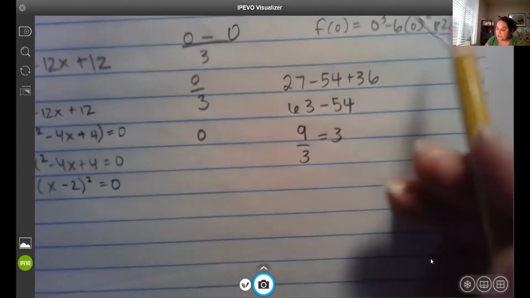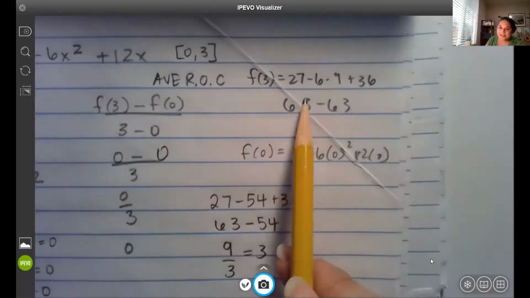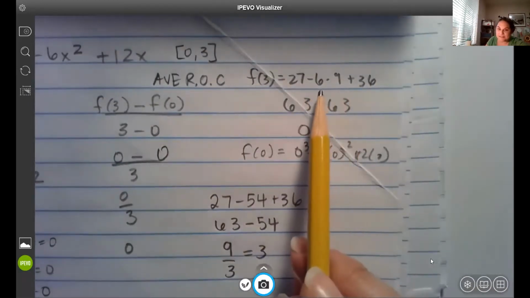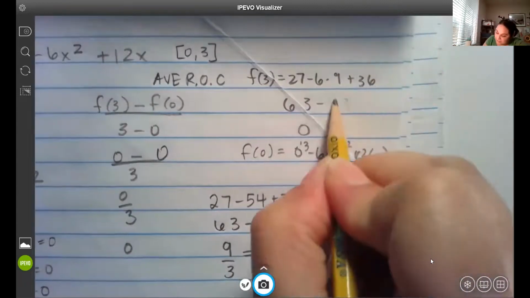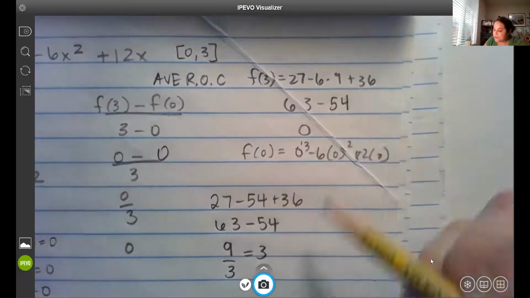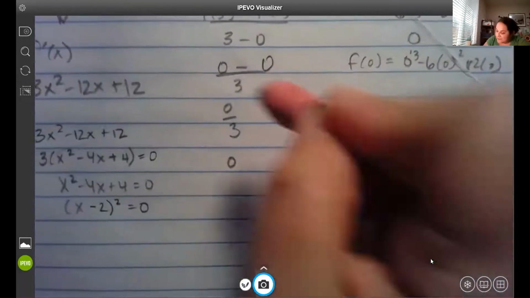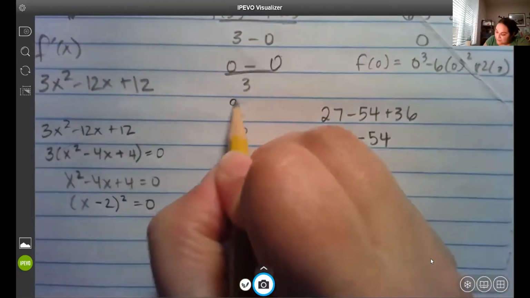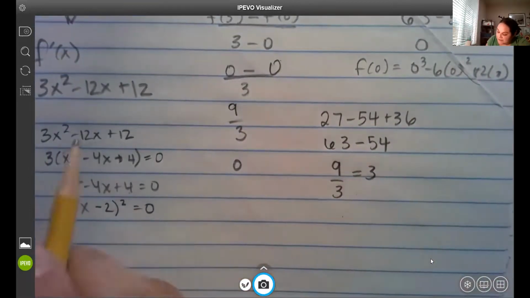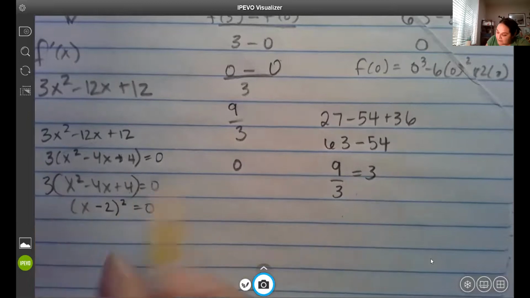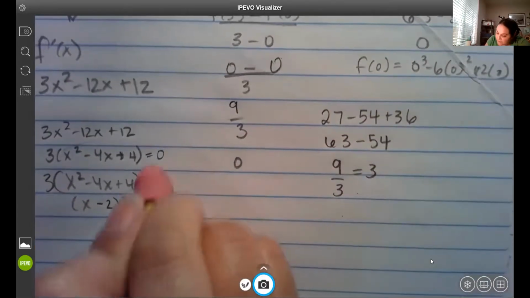As I was going too quickly, subbing in a 3 does not give me a 0. This is not 63 minus 63, math teacher. It is 63 minus 54, which is 9. And so this sucker right here is 9 over 3. And then this right here, if I had a 3 on the outside, now I want it to equal 3.